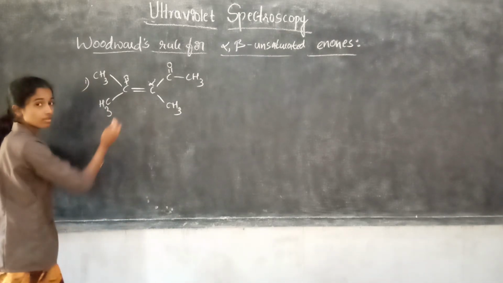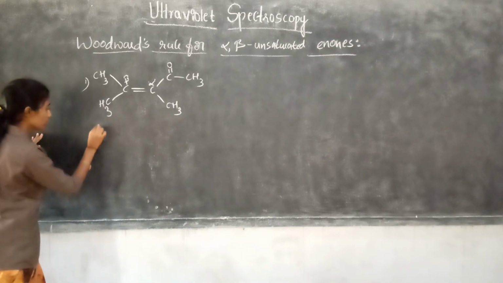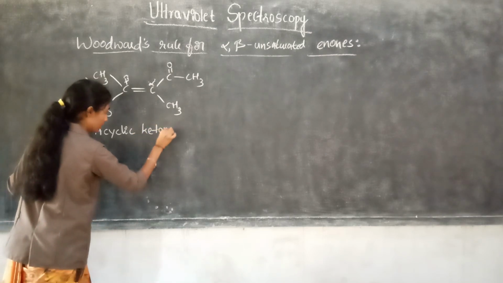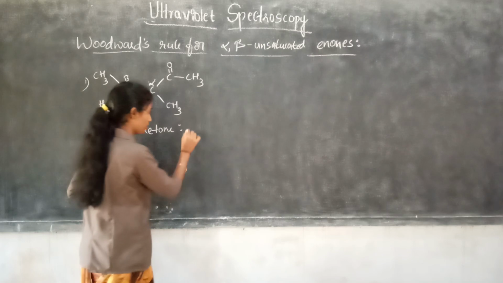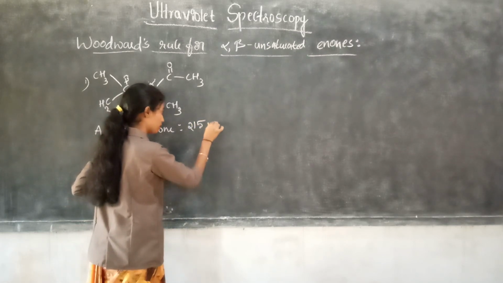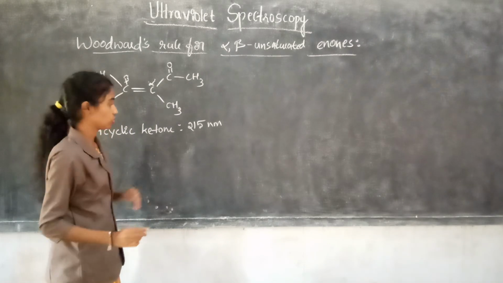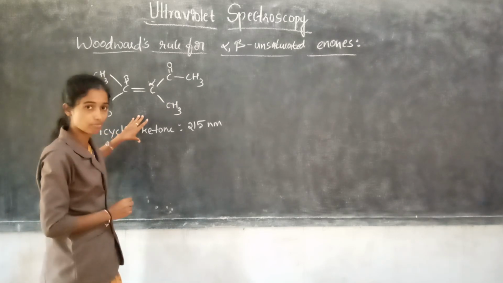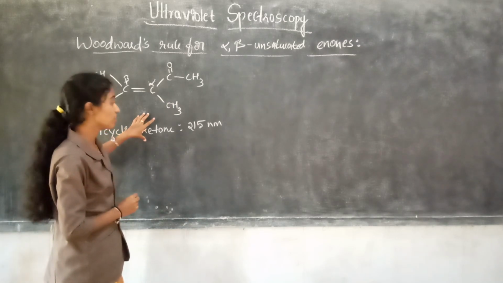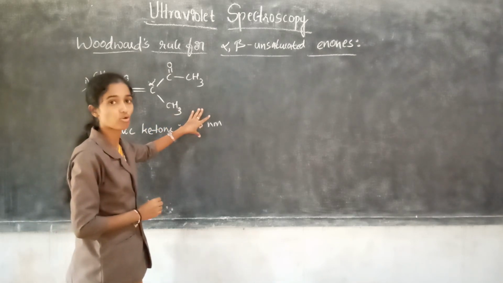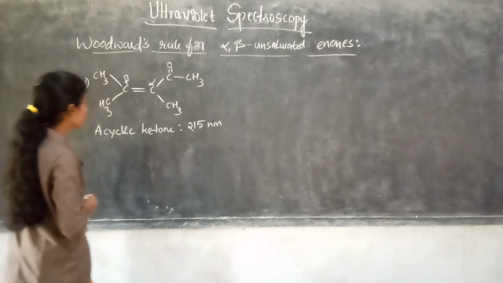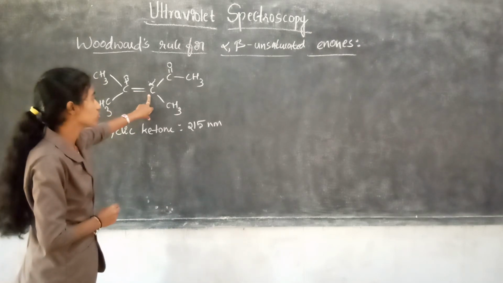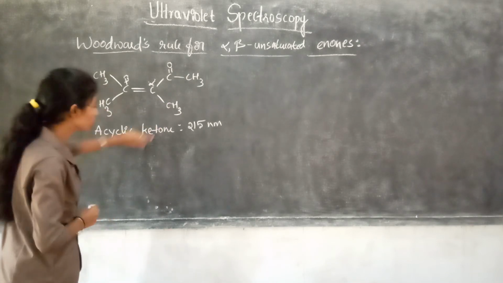Here, this is an acyclic ketone having the base value 250 nanometer for the pi to pi star transition. Acyclic ketone is the parent chromophore, and the base value we have taken is 250 nanometer. Now at alpha position we have one alkyl substitution.